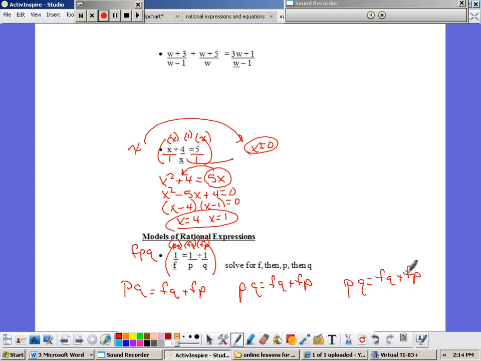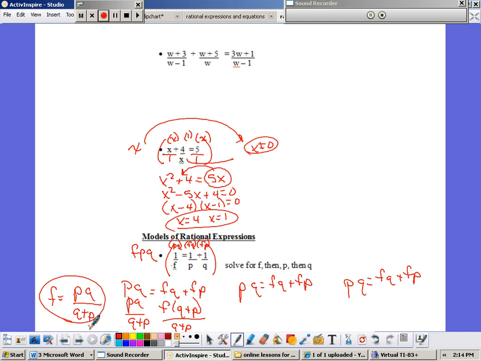Okay, the first one wants to solve for f. Both the f's are on the same side, so I pull them out. I divide by q plus p. So f is equal to pq over q plus p.